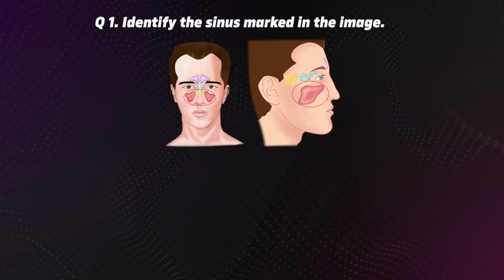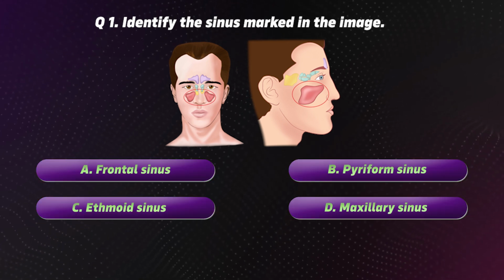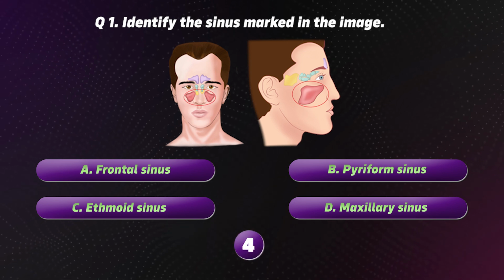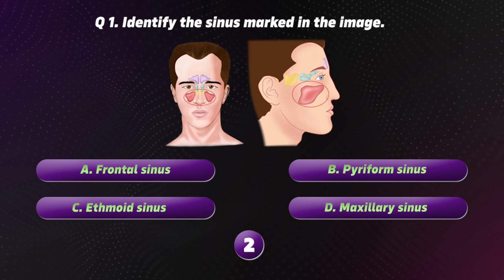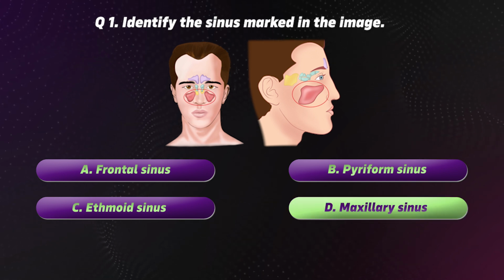Question 1. Identify the sinus marked in the image. Here are the options. A. Frontal sinus. B. Piriform sinus. C. Ethmoid sinus. D. Maxillary sinus. And the correct answer is option D, maxillary sinus.